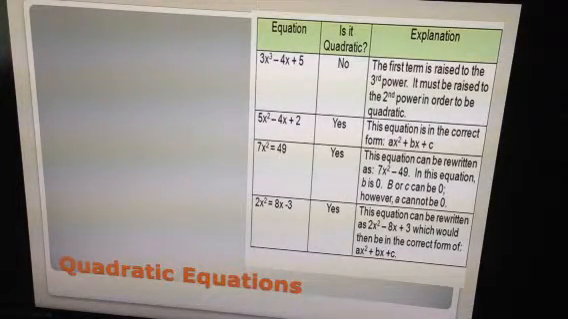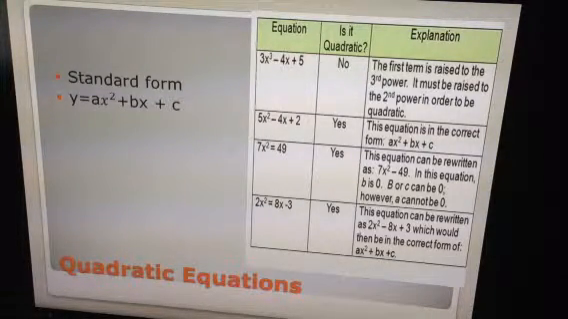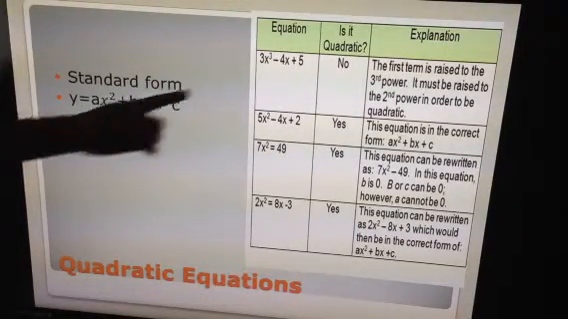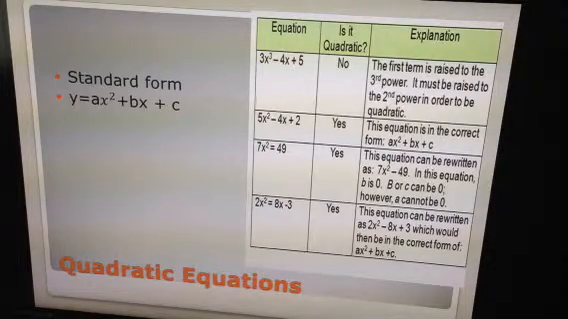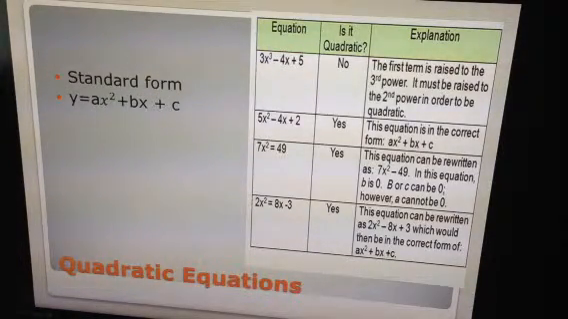First, we need to be exposed to what's known as standard form. Standard form of a quadratic equation is written in the form y equals ax squared plus bx plus c. If you can see our examples here to the right, the first example is not a quadratic equation because the highest exponent is to the third power, and quadratic equations only go to the second power.